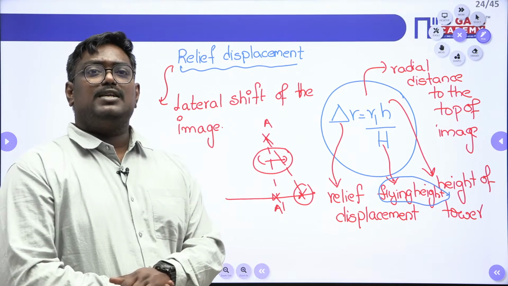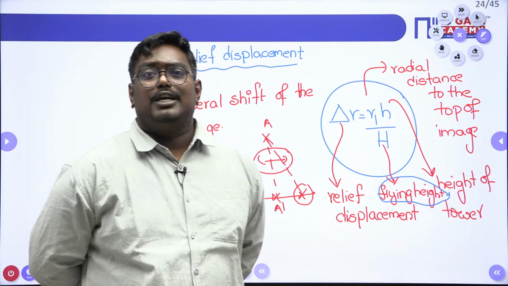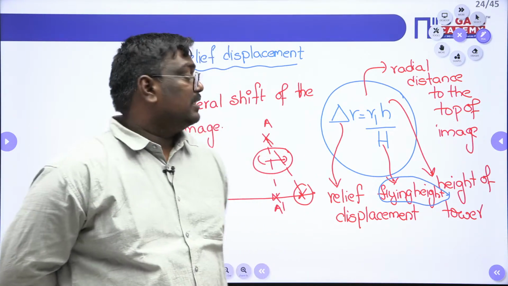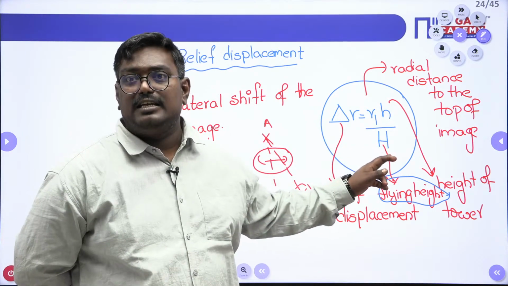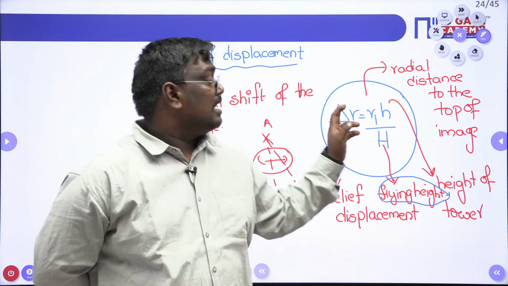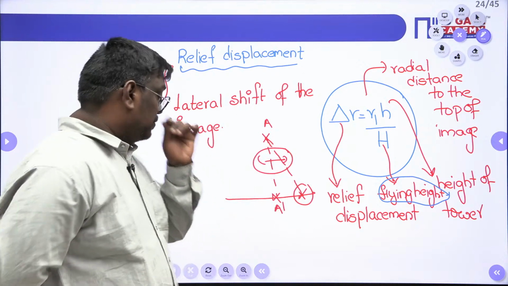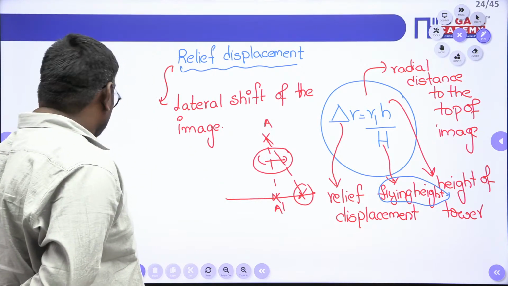The relief displacement is useful to identify the height of an object, or a chimney, or a tower, or anything. And when the flying height increases, relief displacement decreases because it is inversely proportional. And relief displacement increases with increase in height of the object. Is it clear, my dear students?